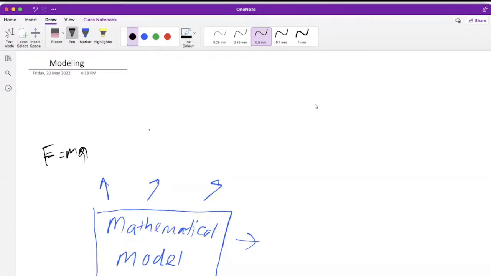A very simple prediction, like flipping a coin, a toss of a coin, head or tail, gives you what we call a probabilistic model. And this has a very close relationship with statistical models. So they are all part of mathematical models.